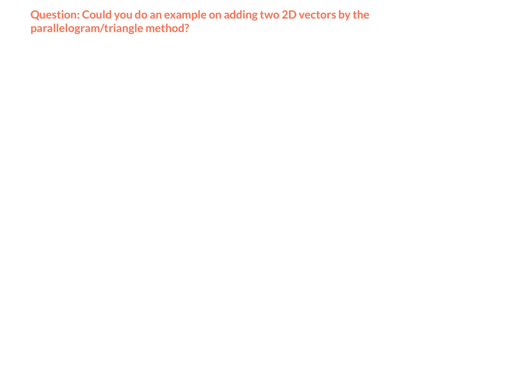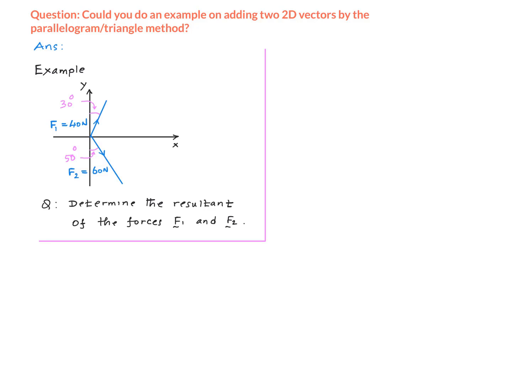The question is, could you do an example on adding two 2D vectors by the parallelogram/triangle method? We'll see in a little bit that the parallelogram and the triangle methods are fundamentally the same. There are some differences in the details. This is the example that I have selected here.